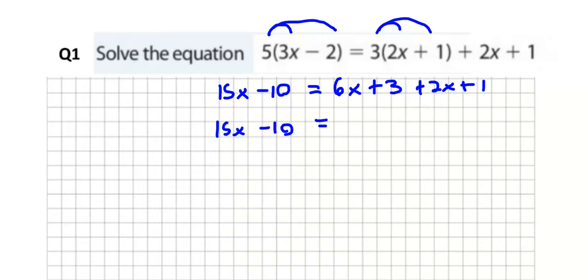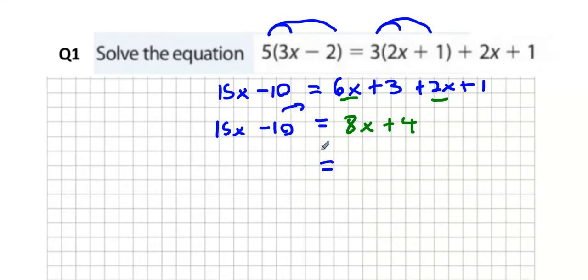Now, lads, 6x plus 2x, lads. What's that? 8x. 3 plus 1? 4. Okay. Now, what happens next is you change sides.